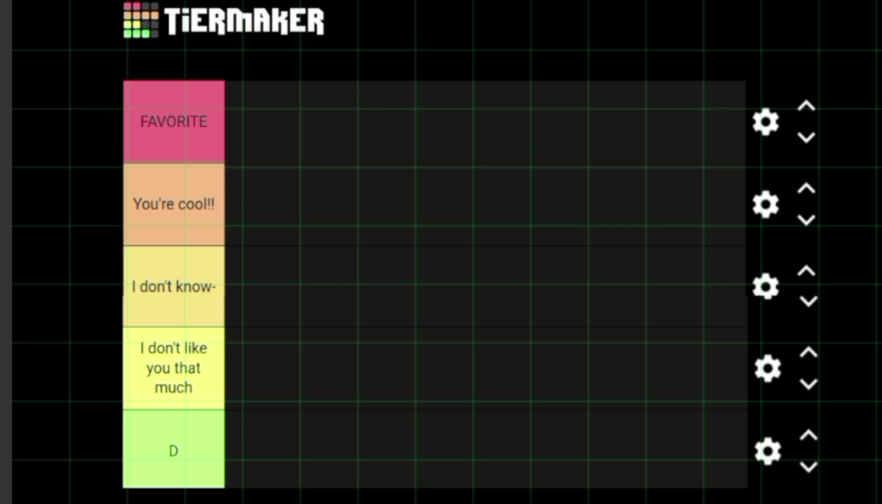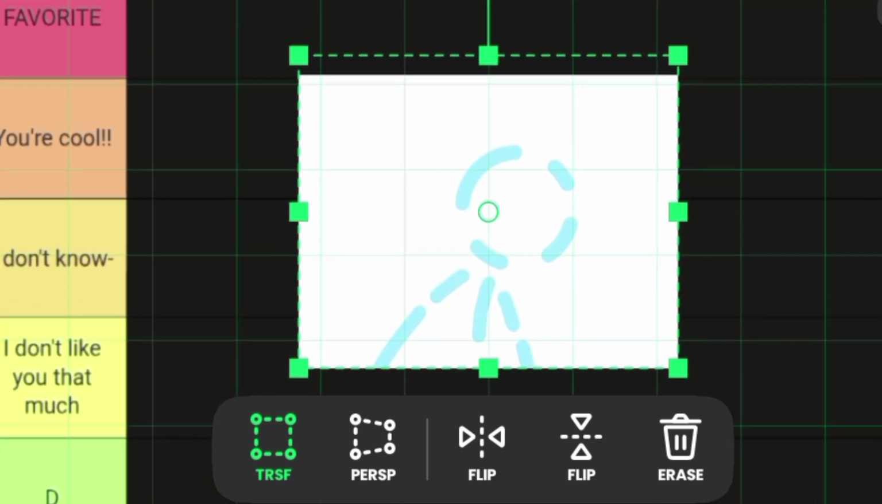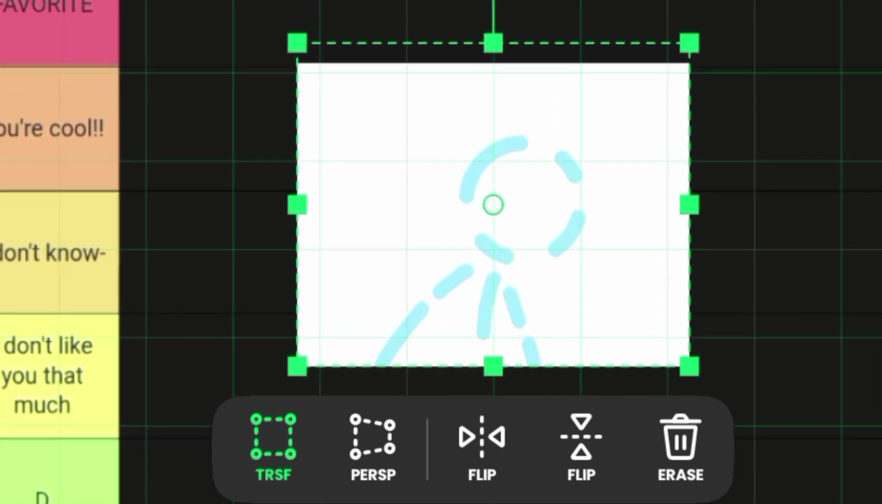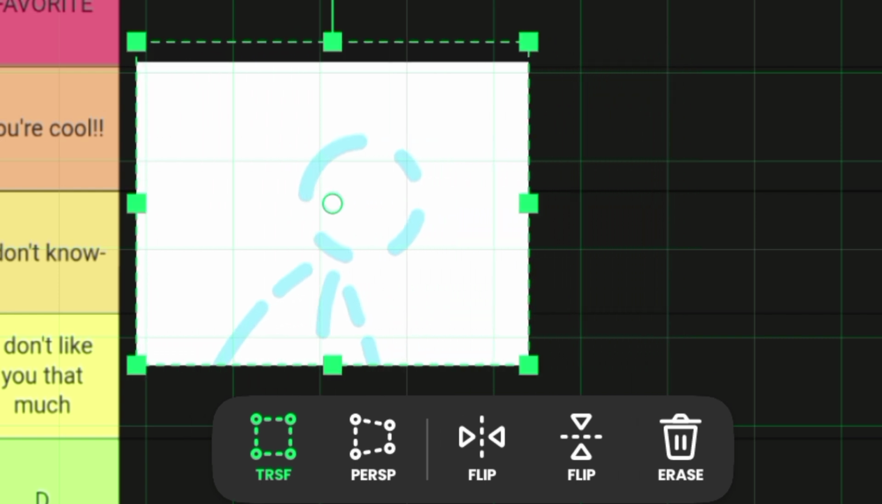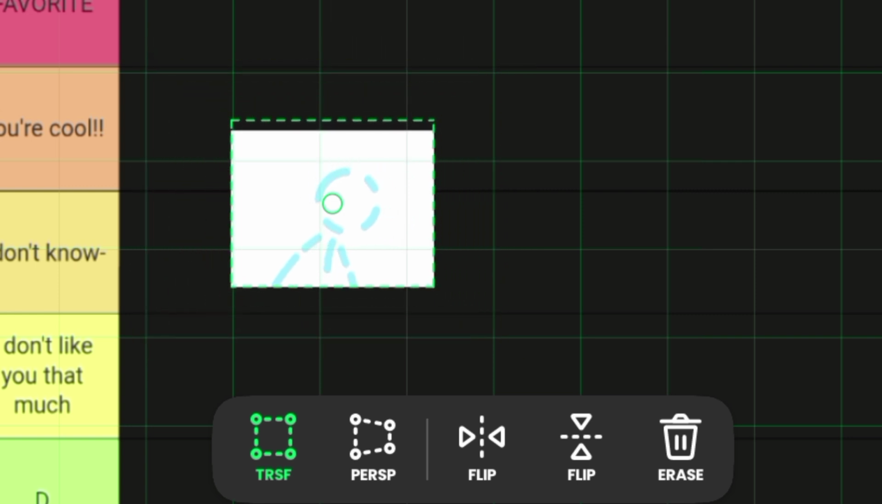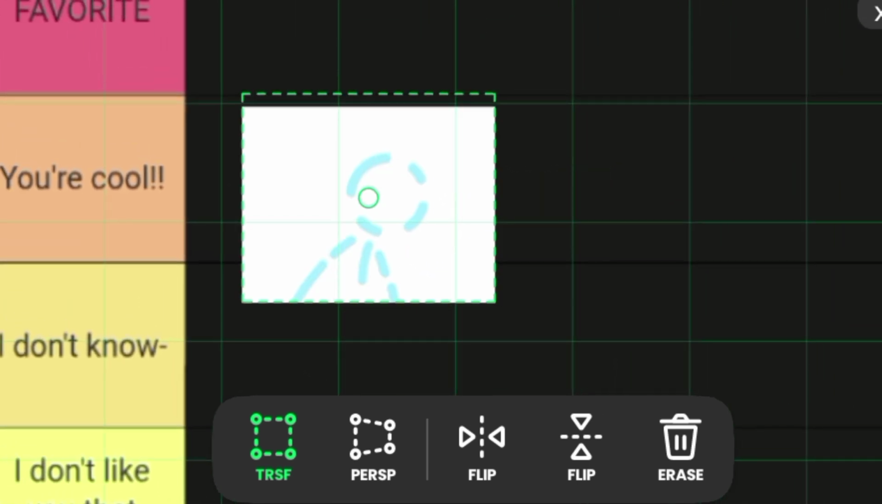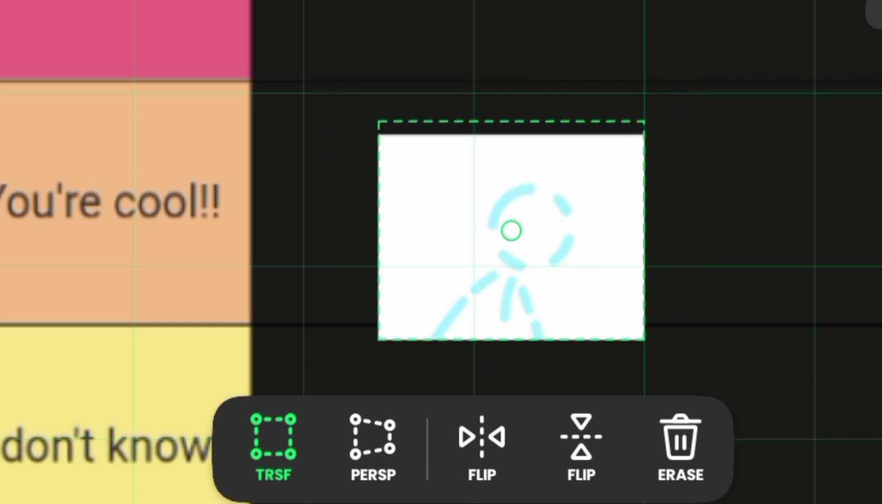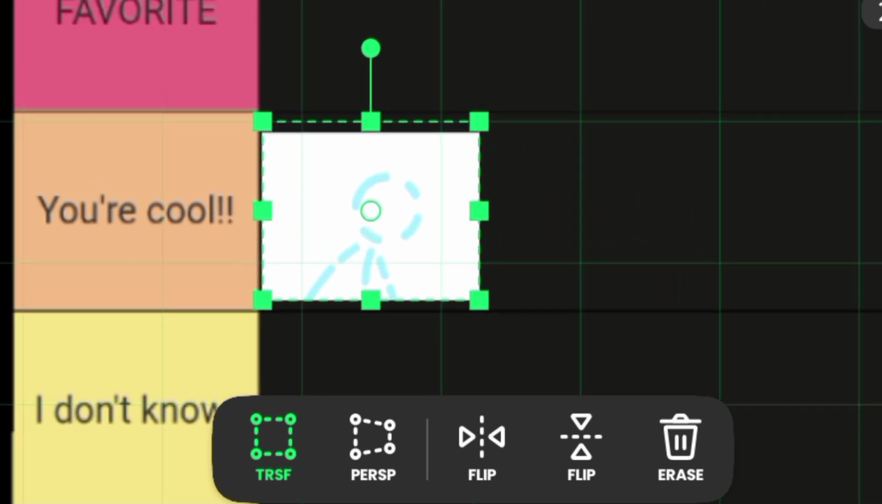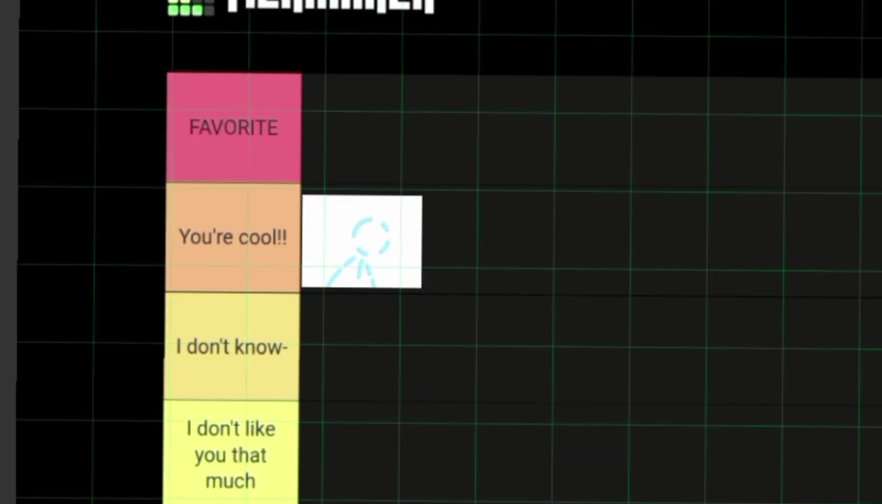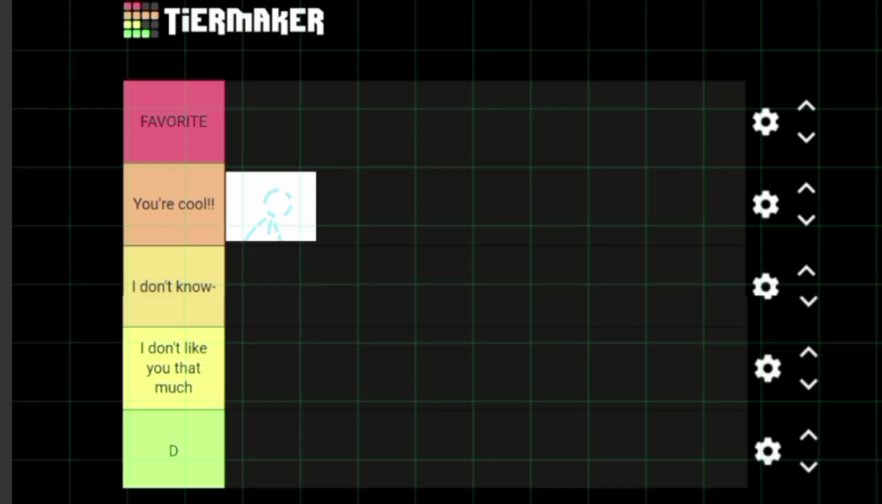The tiers are favorite, you're cool, I don't know, I don't like you that much, and D. So, Fracture. The character, or the idea itself, amazing, beautiful, 10 out of 10 suggestion. It's just that, in my personal opinion, I low-key kind of sold it. I feel like this suggestion had so much potential, but I low-key kind of sold it. So I'm putting you in you're cool, because my interpretation of that character was cool.